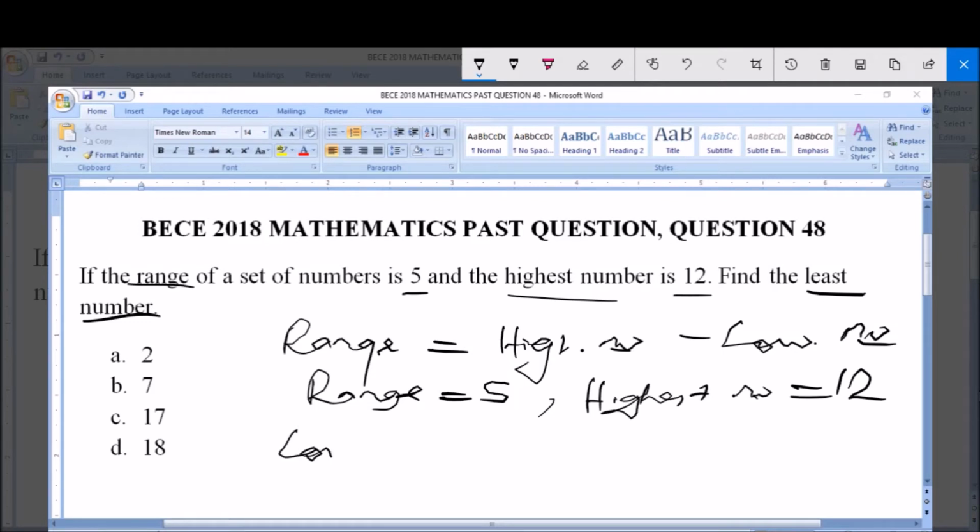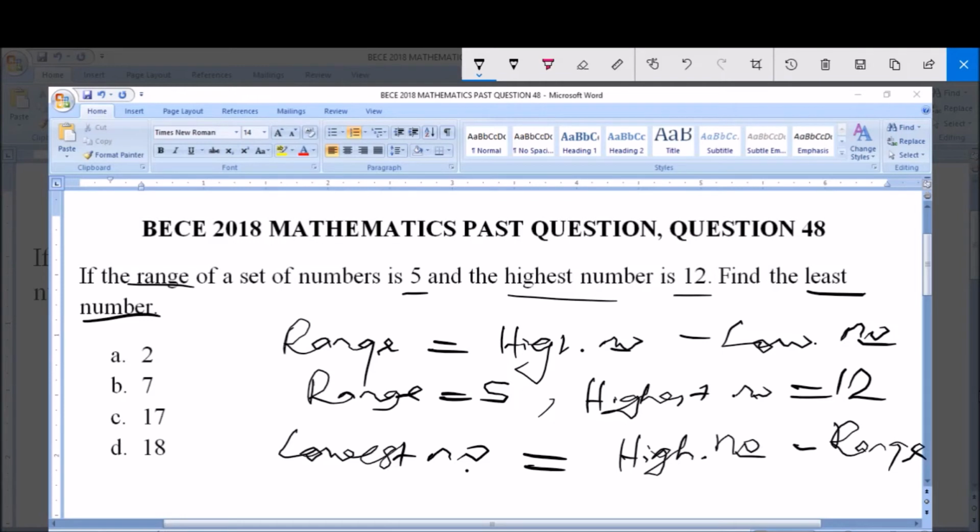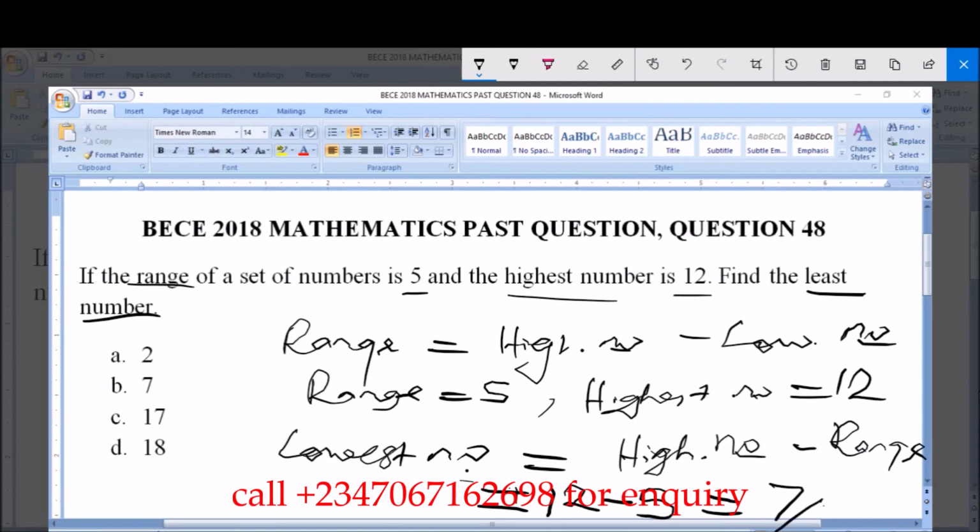So the lowest number is equal to the highest number minus the range. And so we have that this is equal to, the highest number is 12, so this is equal to 12 minus 5. And this will give us 7. So therefore the lowest number is 7. That's the least number is 7.